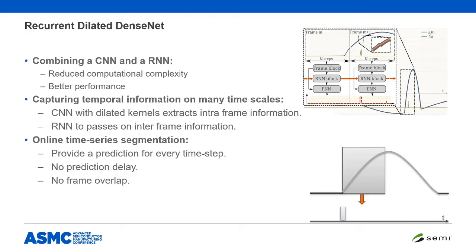The CNN tries to capture as much information as possible on many timescales using dilated dense kernels. This information is then extracted, and the RNN passes on the information from frame to frame. Therefore, the network is able to provide a better prediction using the past information of the other frames and the information of the current frame. This method has the advantage that we do not need any frame overlap, and we can provide a prediction for every time step without having a prediction delay.